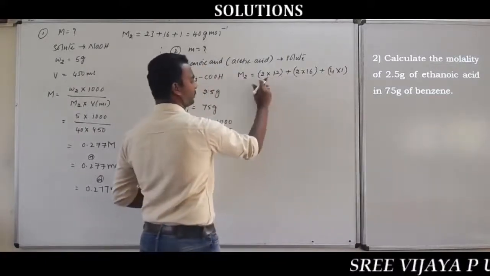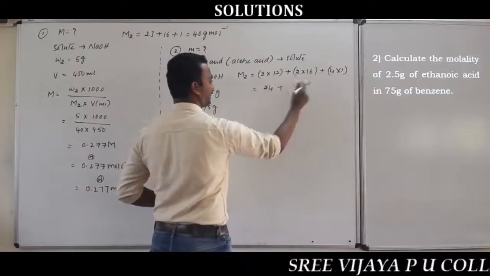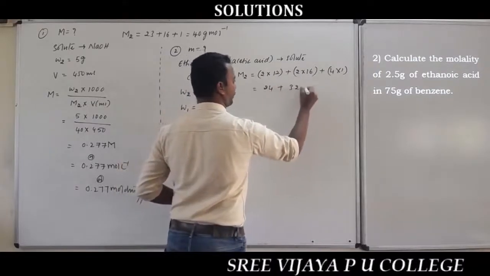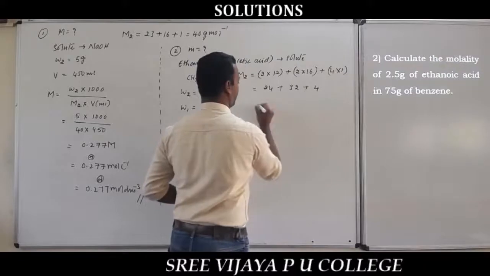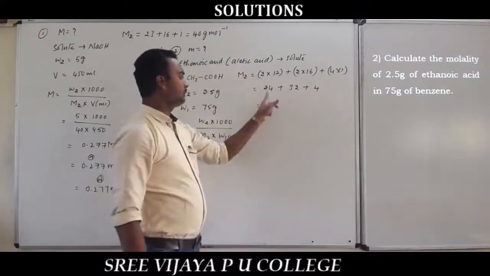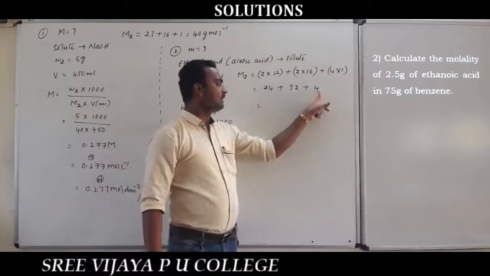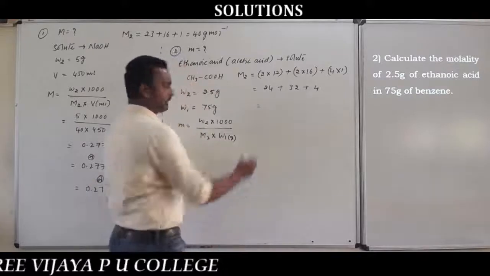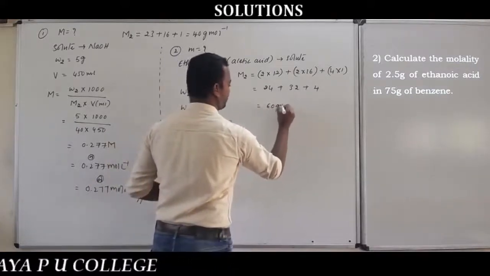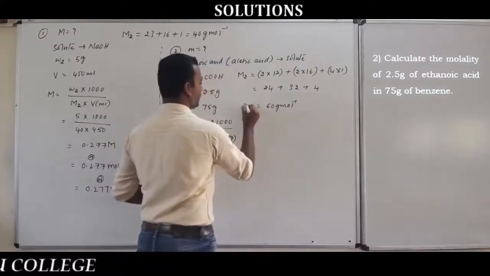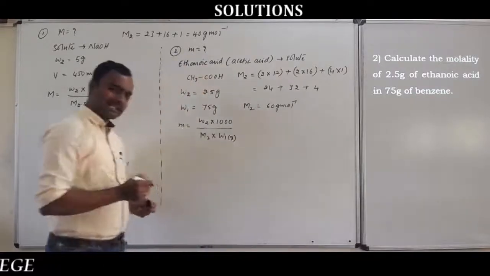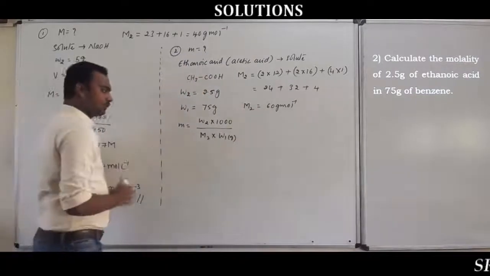That is equal to 12 into 2 is 24, plus 16 into 2 is 32, plus 4 into 1 is 4. That is equal to 32 plus 24 is 56. 56 plus 4 is 60. 60 gram per mole is the molar mass of the solute, that is acetic acid. Now we have to substitute the values.